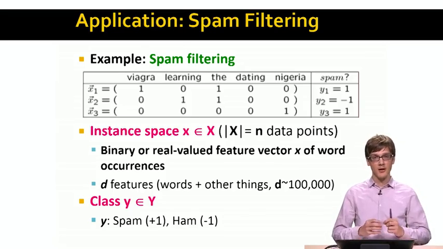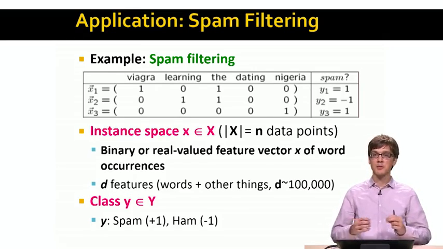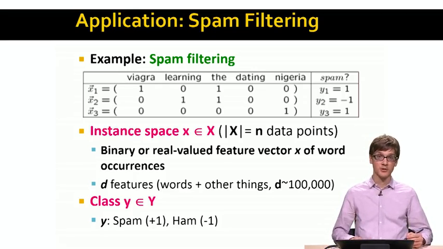We are having an email, and we will represent each email as a long vector. It will be a simple binary vector, where every entry, or every component of this vector, will correspond to a different word. A value 1 will indicate that a given word appears in the document, and value 0 will indicate that a word does not appear in the document.